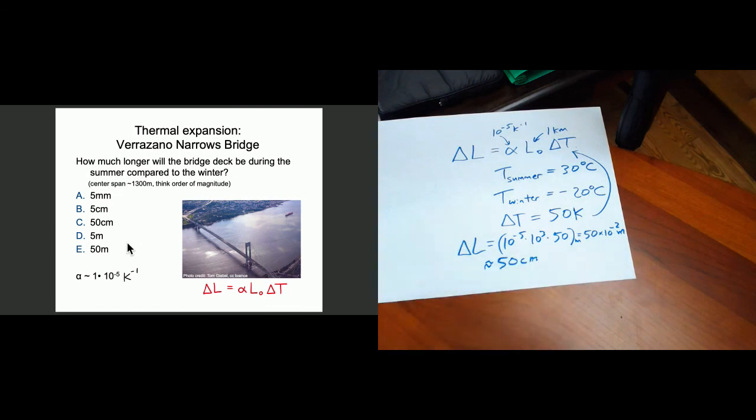Again, I was just trying to get the right order of magnitude here, so I didn't care that it was 1300. It was okay for me to just use 1000, and it was okay to estimate that delta T is on the order of 50 Kelvin. Coming back, that's quite a bit of expansion. That's half a meter. If you construct that bridge and you don't take that into account, you could definitely have problems.